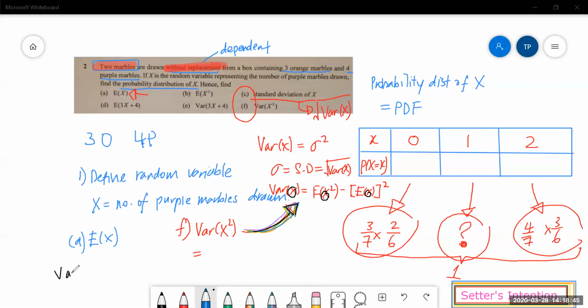If I'm finding variance of smiley face, I'll be getting expectation of smiley face square minus expectation of smiley face square. So just finding the variance of part B. No, we are trying to find variance of x squared, so it will become expectation of x squared to the power of 2 minus expectation of x squared bracket to the power of 2. Because all your x values here are going to get squared.